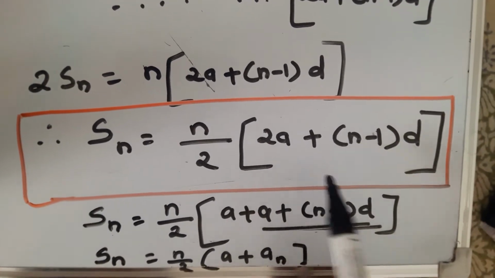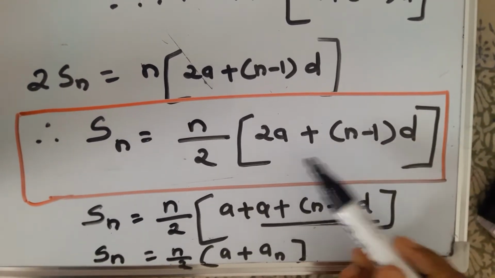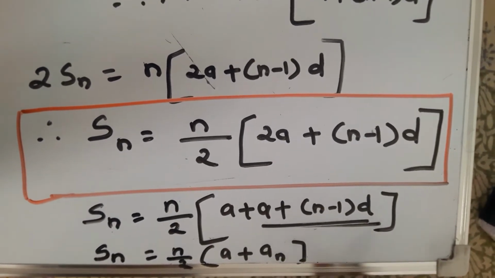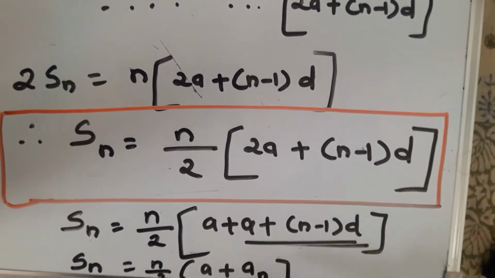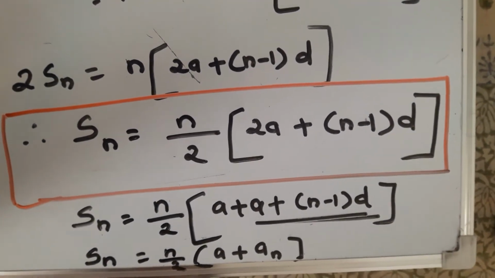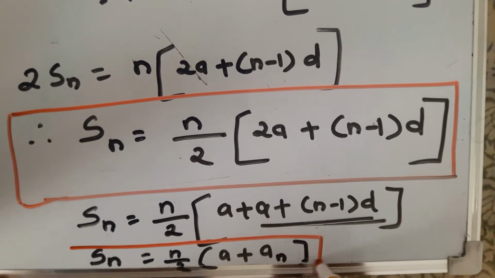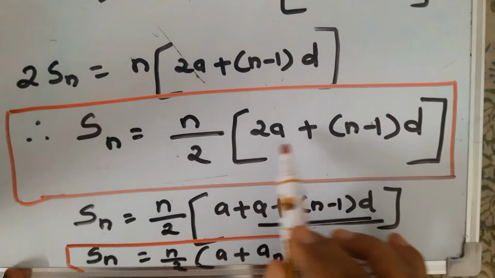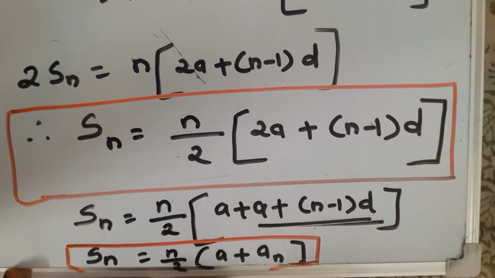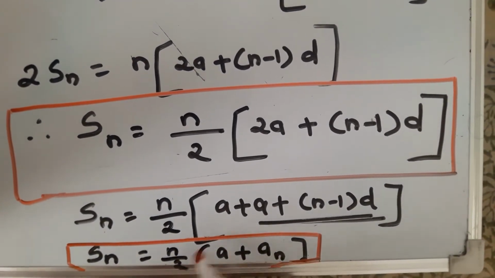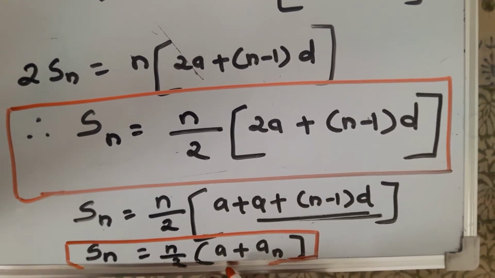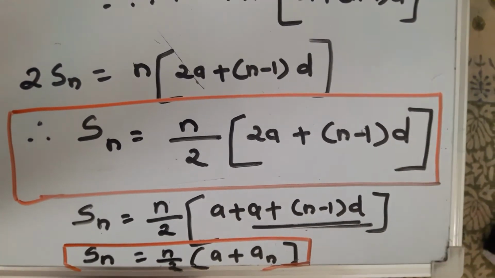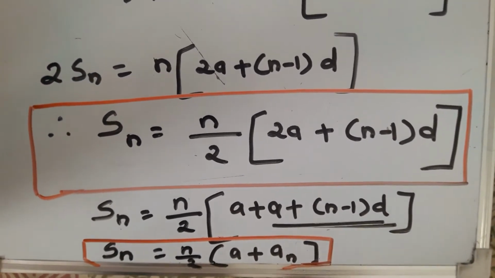This one we will use when you know A, n and D. But if you know the nth term, if you know the last term, then you can use this formula. So there are two formulas for finding the sum of the first n terms of the arithmetic progression. What are they? First one is Sn is equal to n by 2 into (2A plus (n minus 1) into D). Then next one is Sn is equal to n by 2 into (A plus An). What is A? First term, and An is the last term. So this is a very important formula. Based on this we will be doing our exercise 5.4 now.